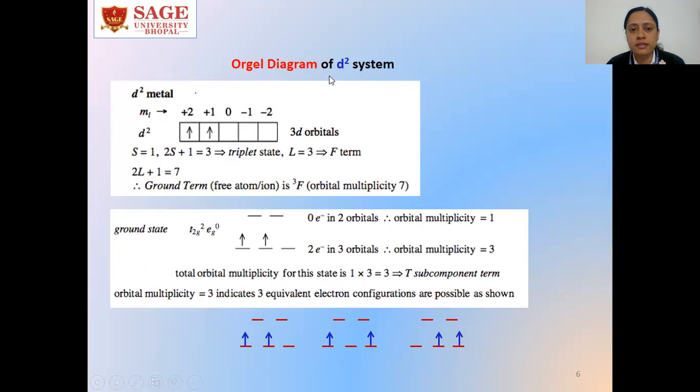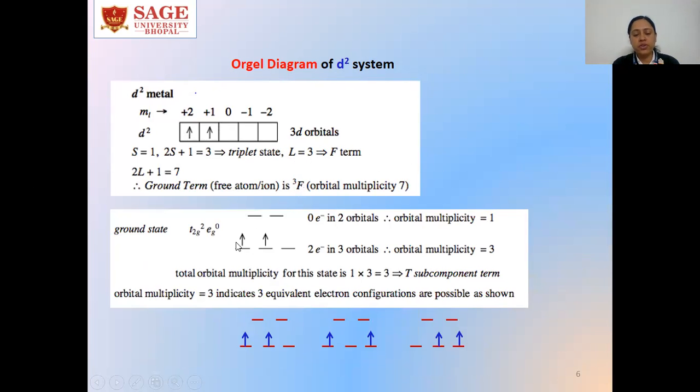If we think of the case of a d2 system, for a d2 metal the Ml values are +2, +1, 0, -1, -2. So for the d2 system, 2S plus 1 equals 3. It is a triplet state. L equals 3, so the term will be F. So the term symbol will actually be 3F.